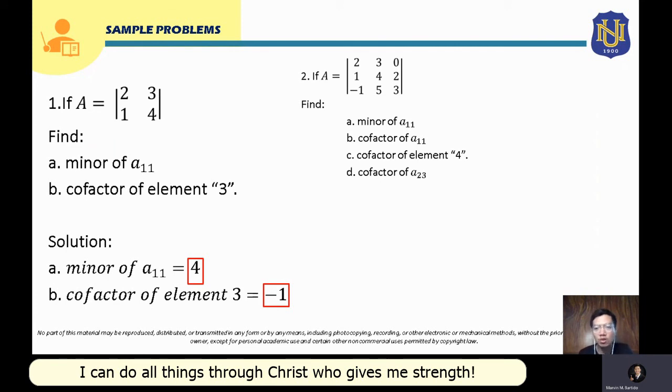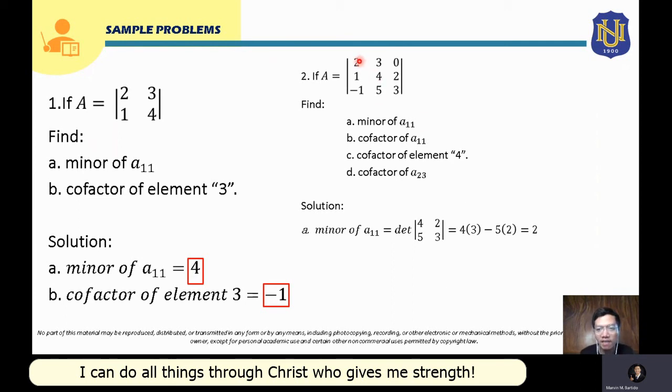So if matrix A is equal to this matrix, these are the elements for matrix A. We are asked here to solve for the minor of A11, the cofactor of A11, the cofactor of element 4, and the cofactor of A23.